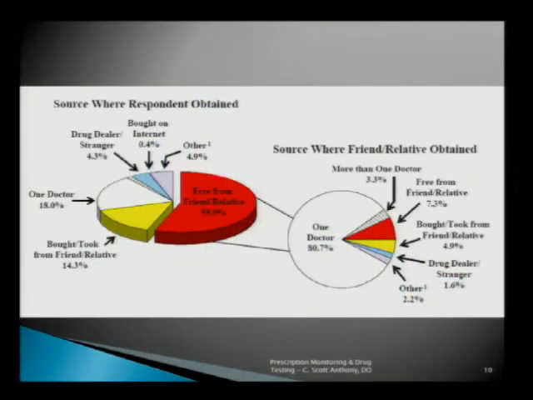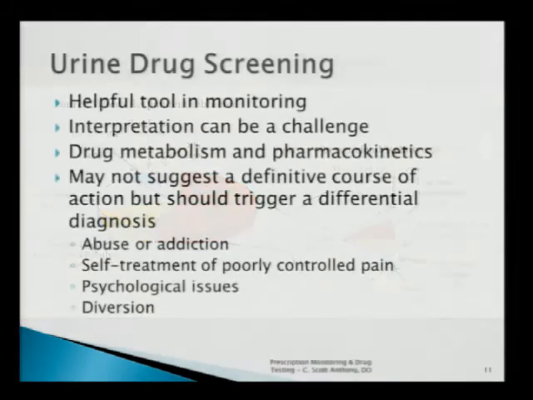Good question. This is where sources obtain medications from. You'll notice that the vast majority of patients who obtain medications obtained it from a friend or a family member, and of those, one doctor was the prescriber. So it's very common to see one doctor give it to one patient, and then that one patient rarely sells it, but gives it to a friend or gets it stolen or something along that line.